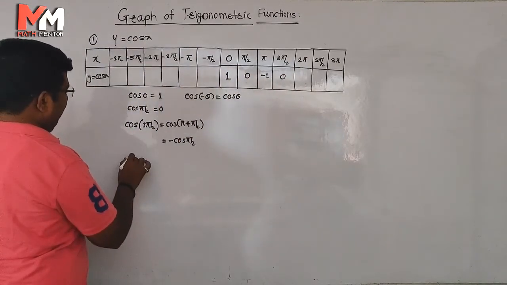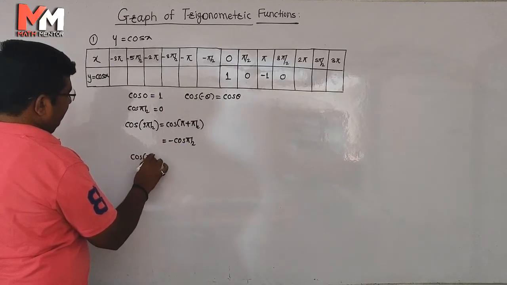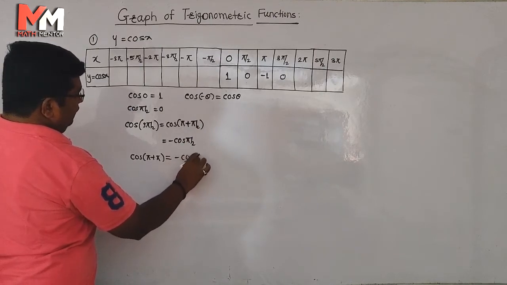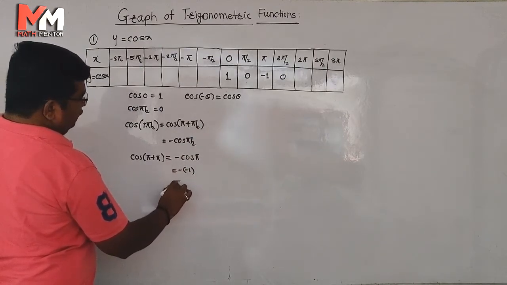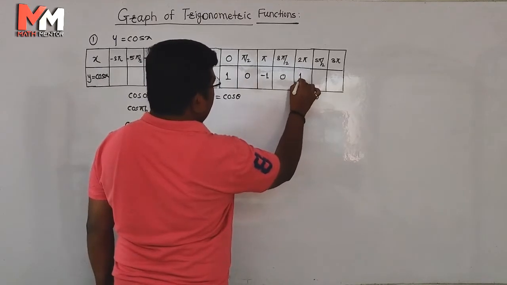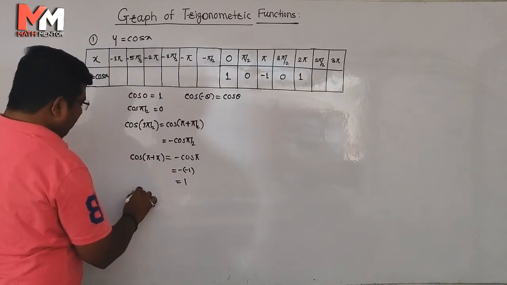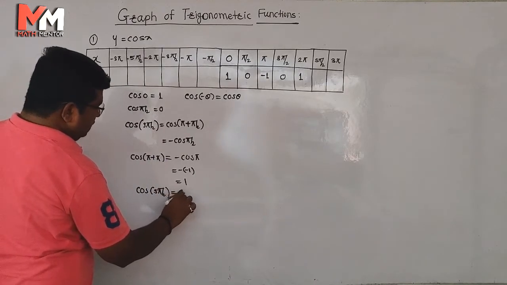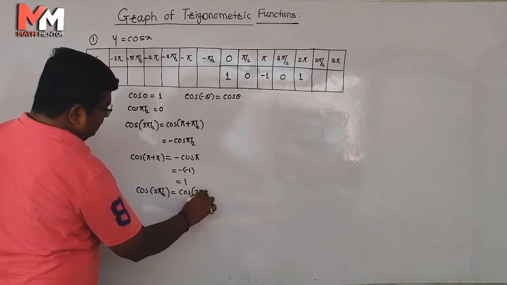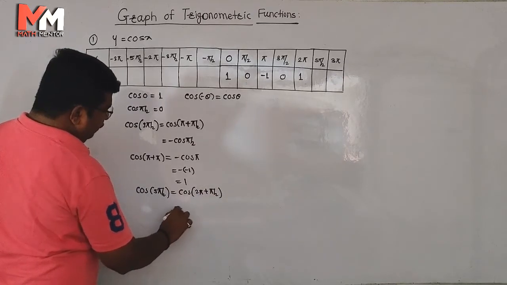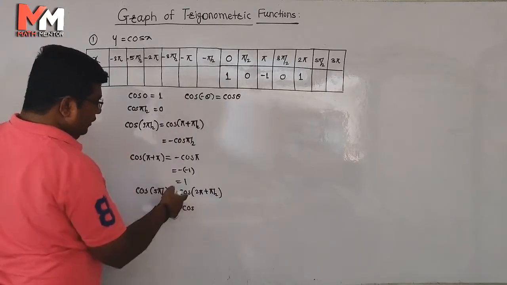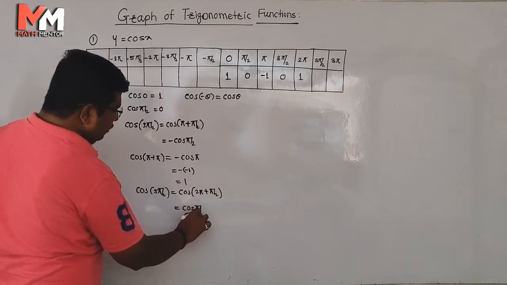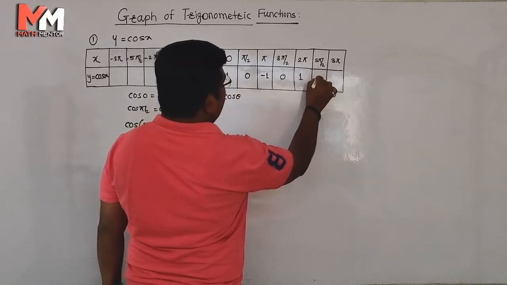Cos 2 pi, cos of pi plus pi. Cos of pi plus pi is minus cos pi. Minus cos pi is minus of minus 1, it is plus 1, this is plus 1. Cos of 5 pi by 2 is cos of 2 pi plus pi by 2. In the first quadrant, cos of 2 pi plus theta, cos is positive, cos pi by 2 again 0.